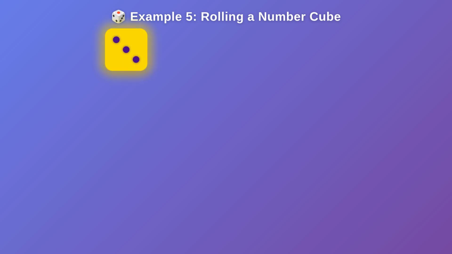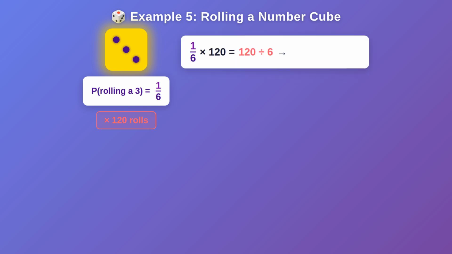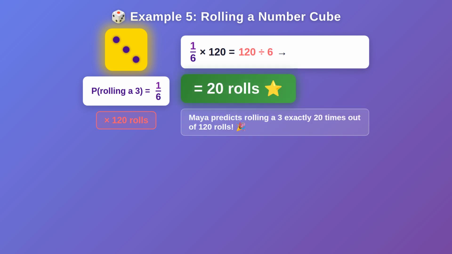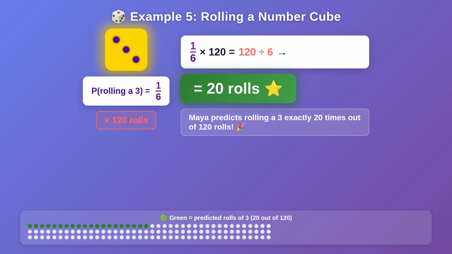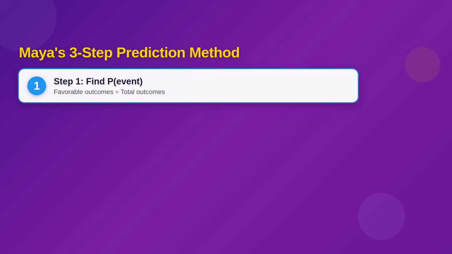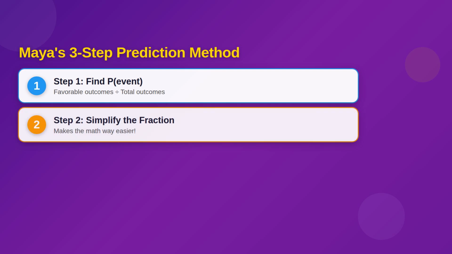One more example, this time with a number cube, also called a die. A standard die has 6 faces, numbered 1 through 6. Maya wants to know if she rolls the die 120 times, how many times should she predict rolling a 3? The probability of rolling a 3 is 1/6. There's only 1 three out of 6 possible outcomes. Now multiply 1/6 times 120. 1/6 times 120 equals 120 divided by 6, and 120 divided by 6 equals 20. Maya predicts she'll roll a 3 exactly 20 times out of 120 rolls. Boom, prediction made.